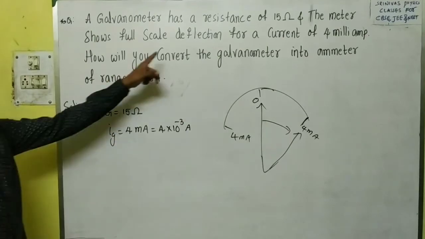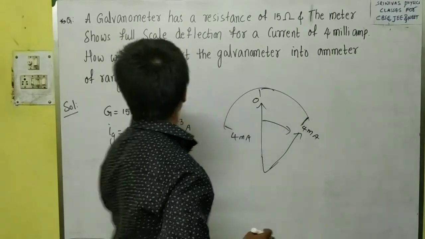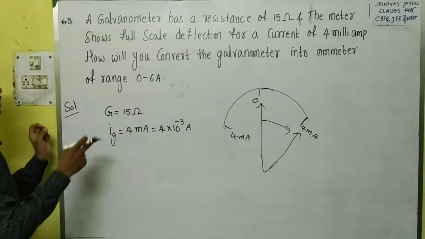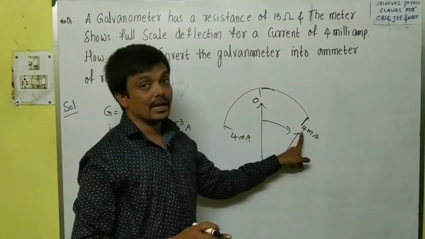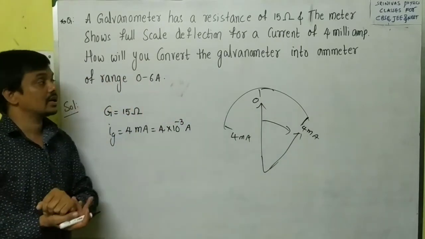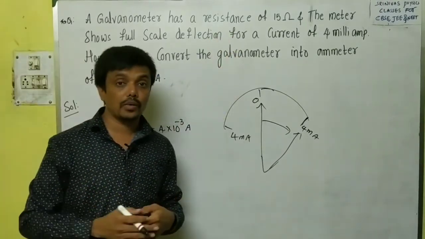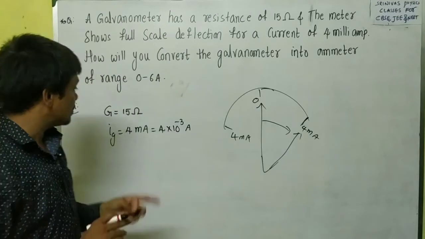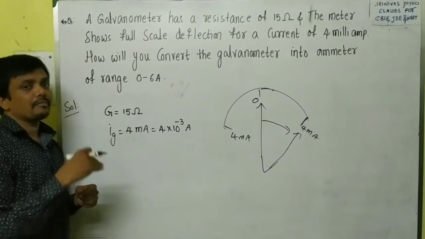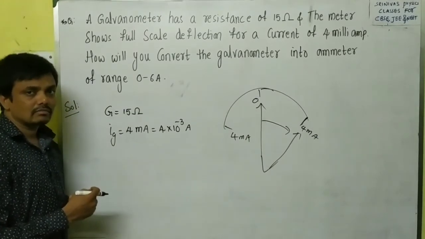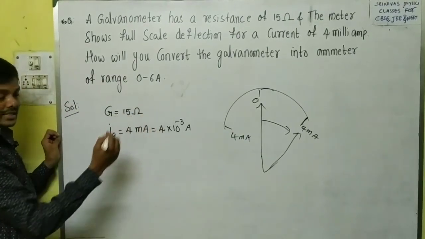And then, how will you convert this galvanometer into an ammeter of range 6 ampere? 0 to 6 ampere. Previously it can measure from 0 to 4 milliampere. We want to convert that into 0 to 6 ampere. For that, how much shunt resistance do you have to connect? They are asking how you can convert the galvanometer into an ammeter. We already know that we have to connect a small resistance called shunt parallel to the galvanometer. Then it will convert into an ammeter. Then the shunt resistance we have to find out.